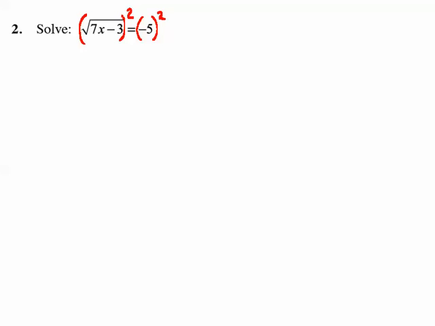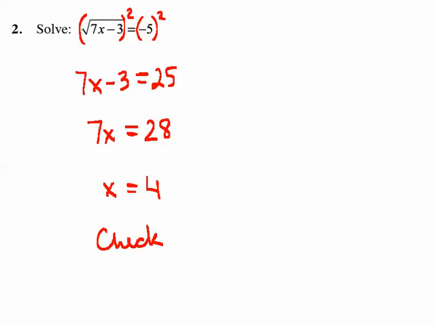Alright, squaring both sides should leave us with 7x minus 3 on one side and 25 on the other side. Good there? Add 3 to both sides gives me 28. Divided by 7 gets me a 4. And again, don't forget to check.